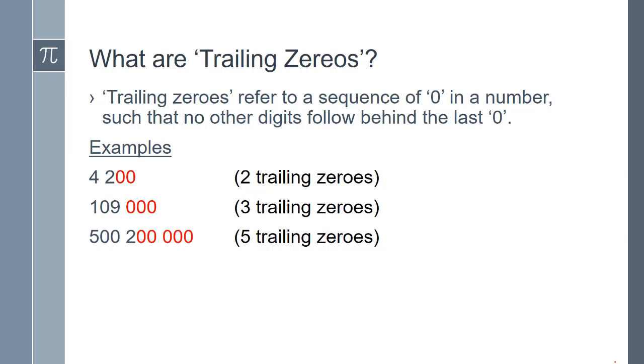Let's look at the number 500,200,000. How many trailing zeros are there? 5 trailing zeros is correct. The two zeros between 5 and 2 are not counted.